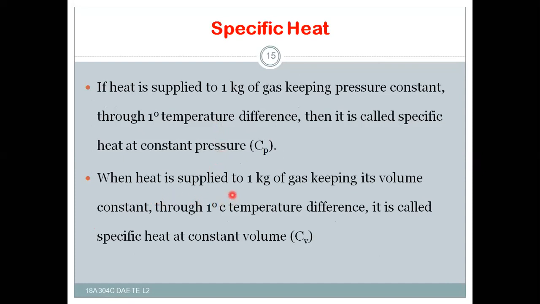When heat is supplied to 1 kg of gas keeping the volume constant through 1 degree temperature difference, it is called specific heat at constant volume, Cv. Specific heat at constant volume is represented as Cv, whereas the specific heat at constant pressure is represented as Cp. So what is specific heat, what is specific heat at constant pressure, and what is specific heat at constant volume?